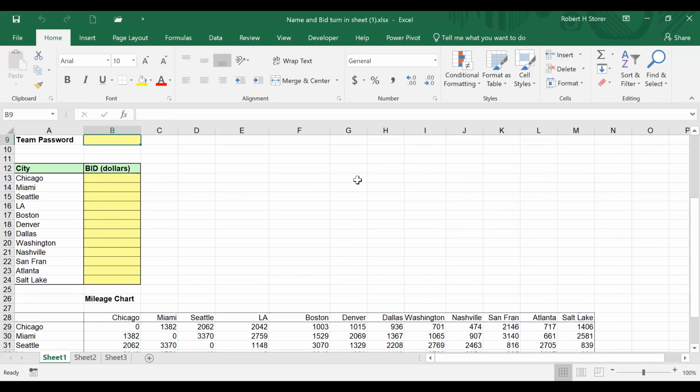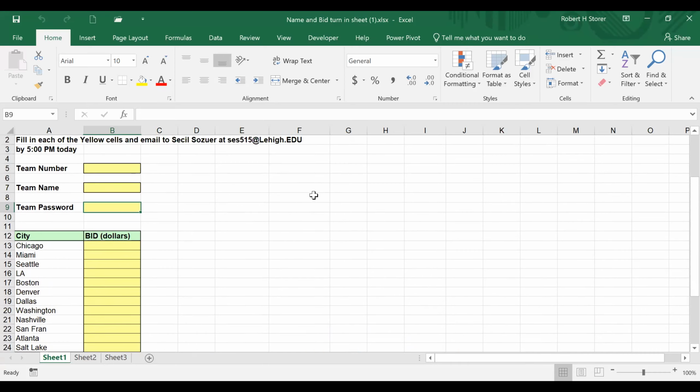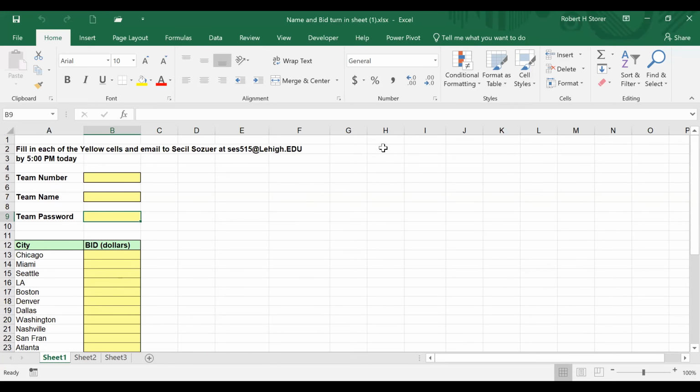All right, so you'll be asked to submit a bid on each city. Okay, and based on the bids that are given, we'll assign cities to teams. And we'll talk a little bit more about that later. But this is a sheet that you need to turn in by 5 o'clock today.